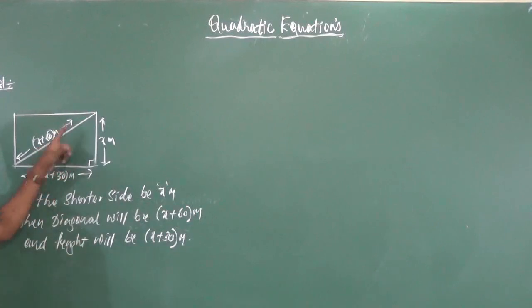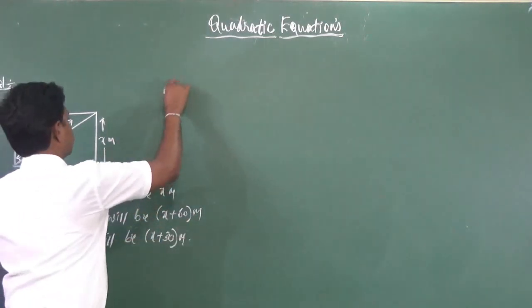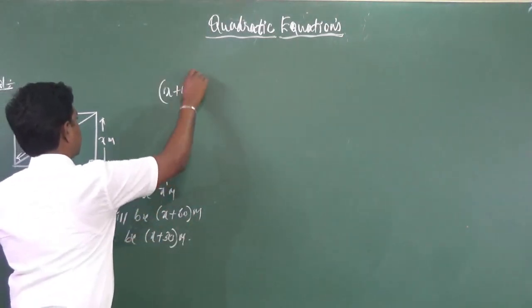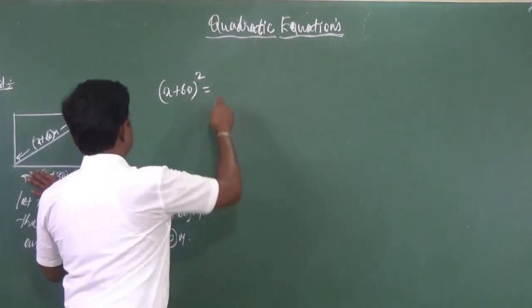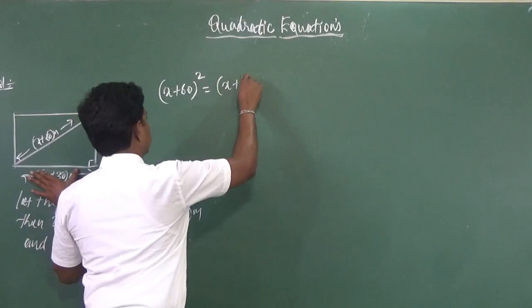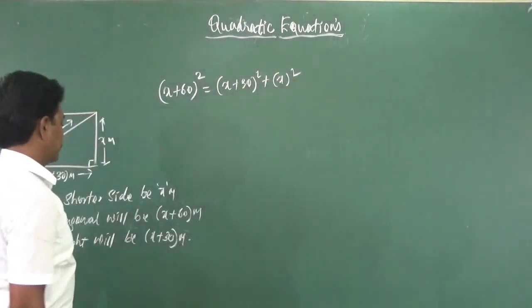If you want to find the length of these two, we need the value of x. So we have to set up an equation here so that it becomes a quadratic equation. We have to solve it by the method of factorization, so that we can reach the value of x. So length will be x plus 30. So x plus 60 whole square is equal to x plus 30 whole square plus x whole square, that is by Pythagoras theorem.